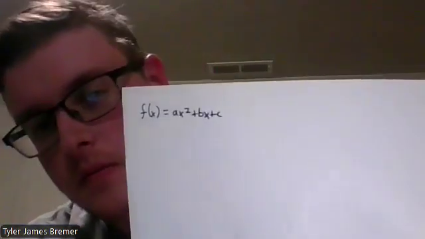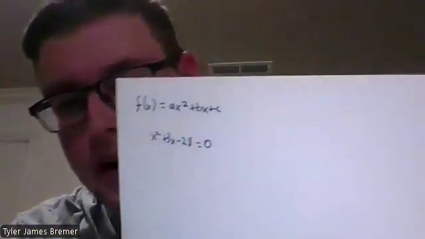So the basic form of a quadratic equation is written out as f of x, so the function of x equals ax squared plus bx plus c. All right, so that's just basically how it's written out. And the a's, b's, and c's will come into effect later. I'll get to that in just a second.